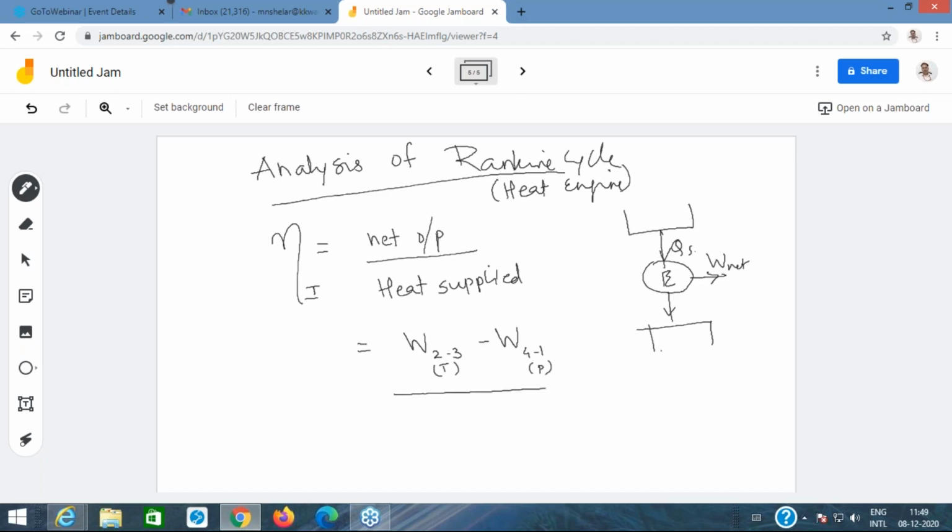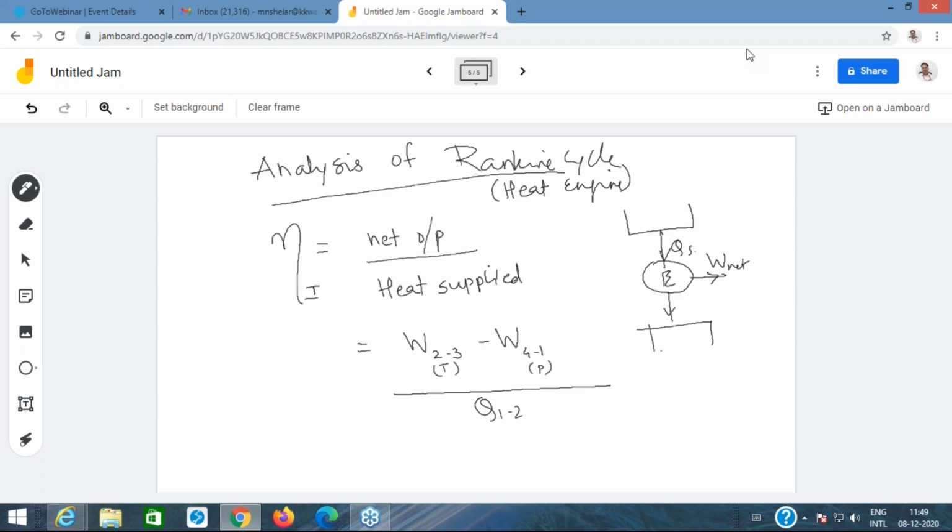And where do I supply the heat? Which process do I supply the heat? Yeah, correct. So the heat is supplied during the process 1 to 2. Constant pressure heat addition, yeah, Sharvari. So the heat is supplied during 1 to 2. So this is one way of calculating the efficiency, that is turbine work minus pump work upon heat supplied.